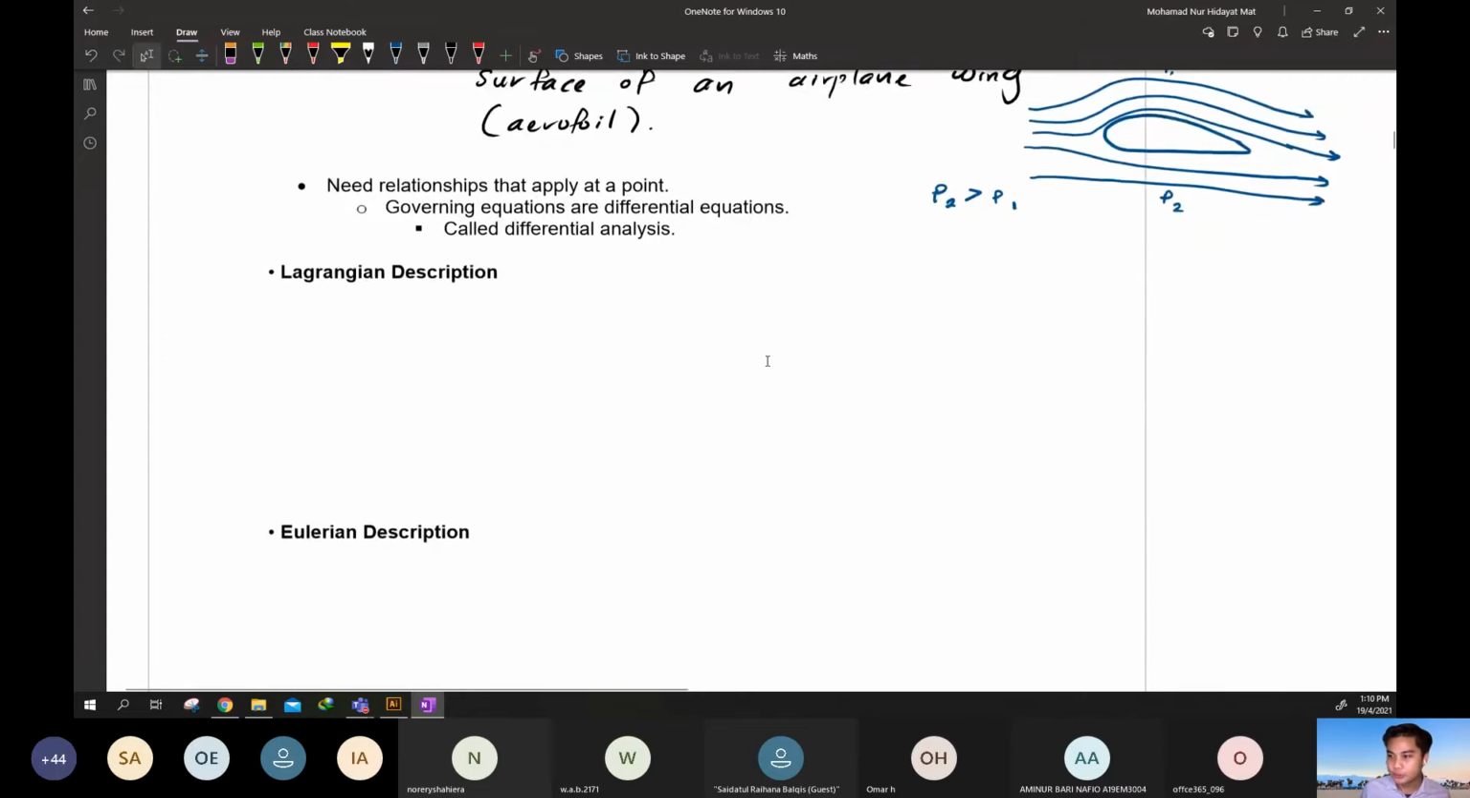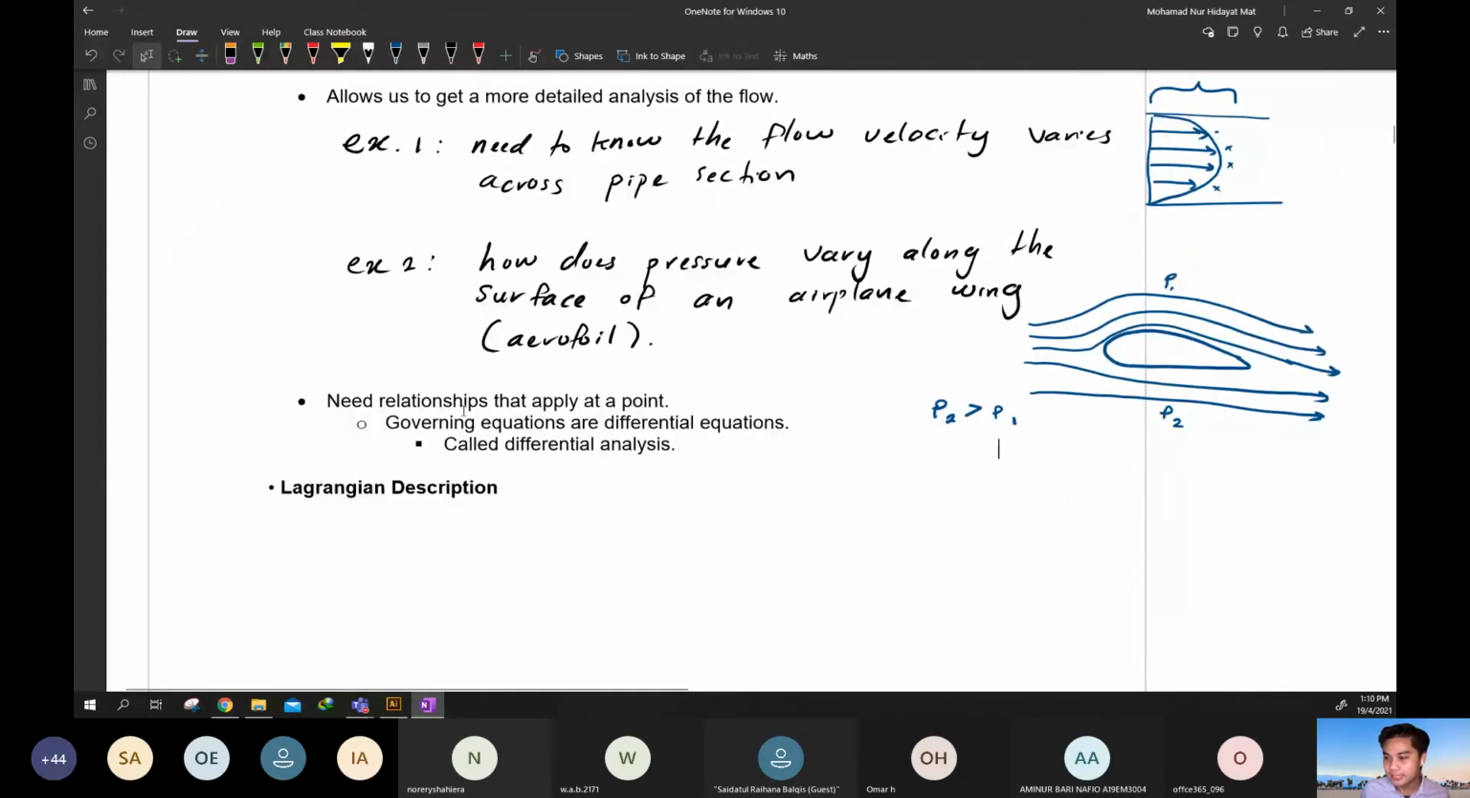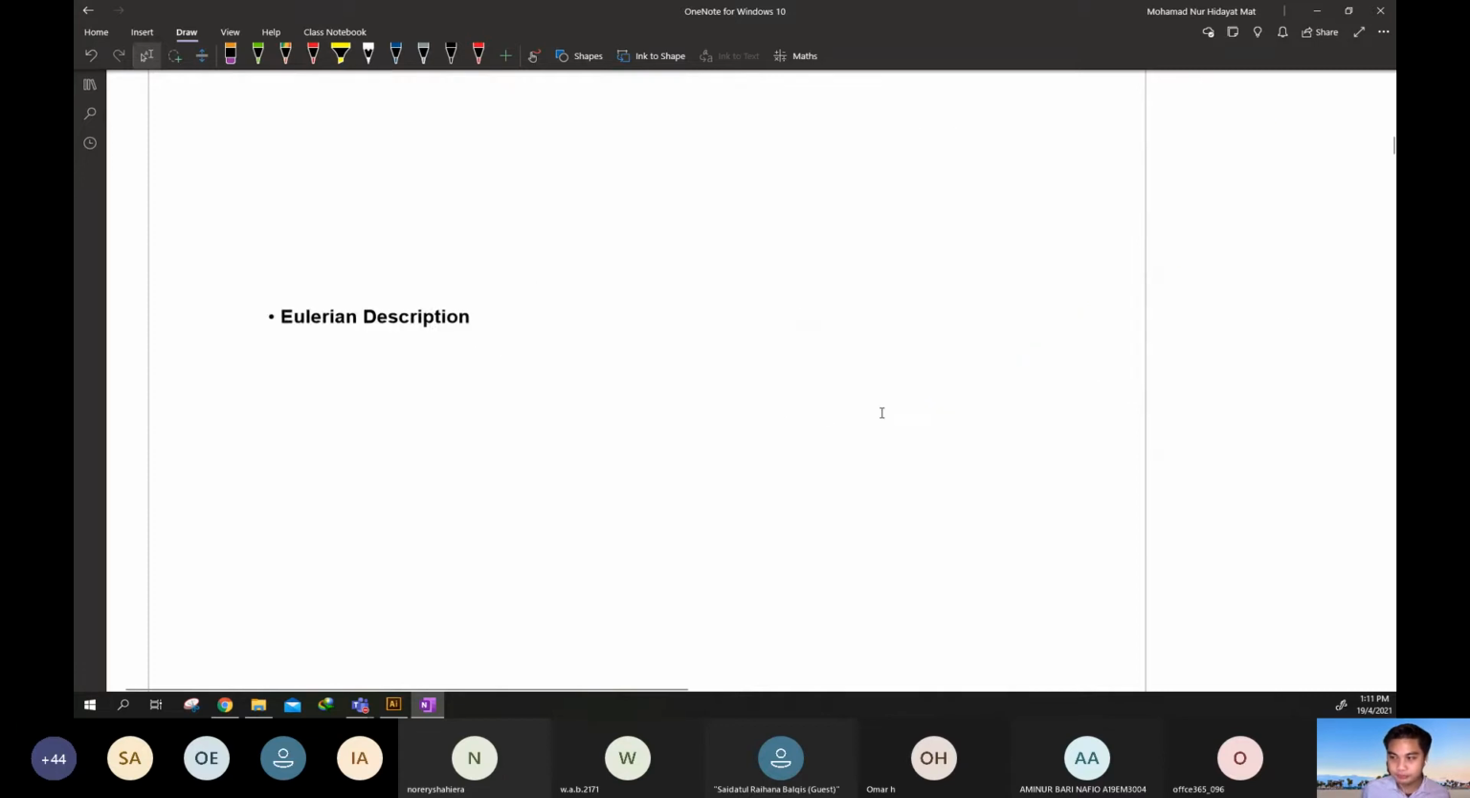Okay, so secondly, we need to understand the relationship that applies to a point. For example, from this point to this point, we need to know the relationship. That is why we introduce you to the governing equation that we are going to explore, which is the differential equation, or sometimes we call it differential analysis.